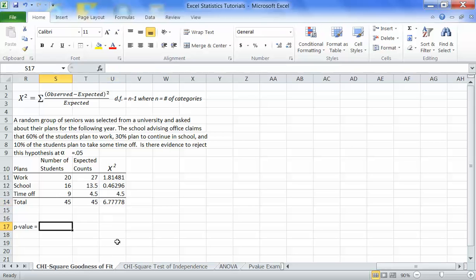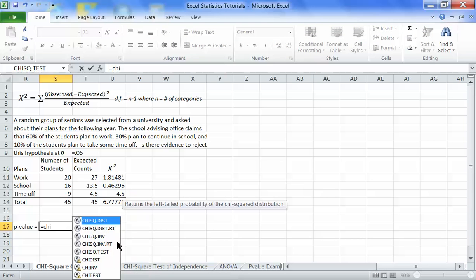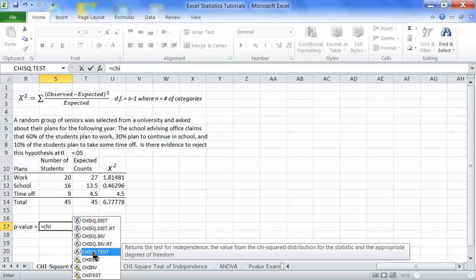The next step is to come up with the p-value. There are a couple ways to approach this, and I'll talk about them. To me, I think the quickest way is just to hit equals and type CHI, and you start getting your chi-squared commands in this menu here. Now, I'm using the 2010 version of Excel. If you're using 2007, it also knows those commands, so you can use those as well. But if I look here, I want to do chi-squared test. That's actually the easiest one to use, I think.